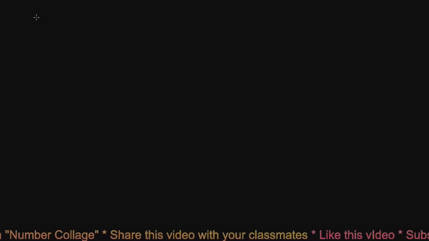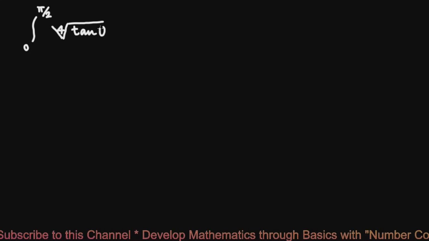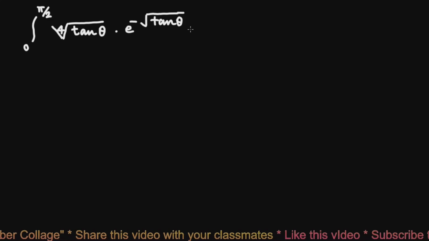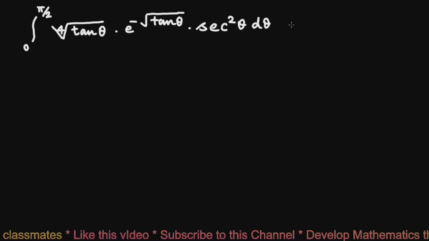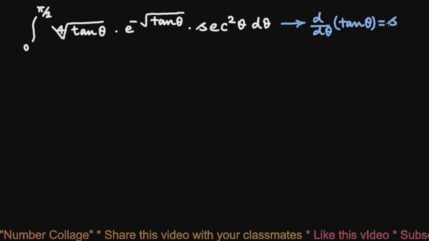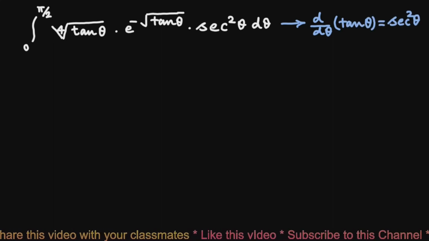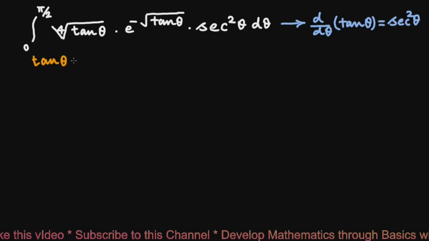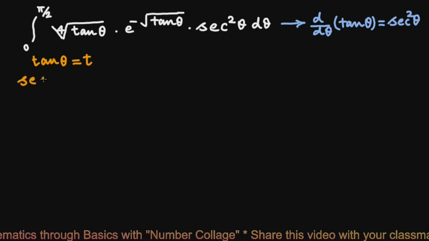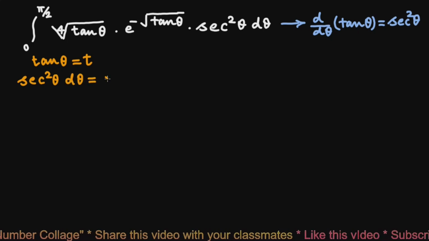Let us solve an integral involving trigonometric functions. Integral from 0 to pi by 2 of 4th root of tan theta into e raised to minus square root of tan theta into sec square theta d theta. We know that the derivative of tan theta is sec square theta, so we will substitute tan theta equals t, so that after differentiation it will be sec square theta d theta equals dt.